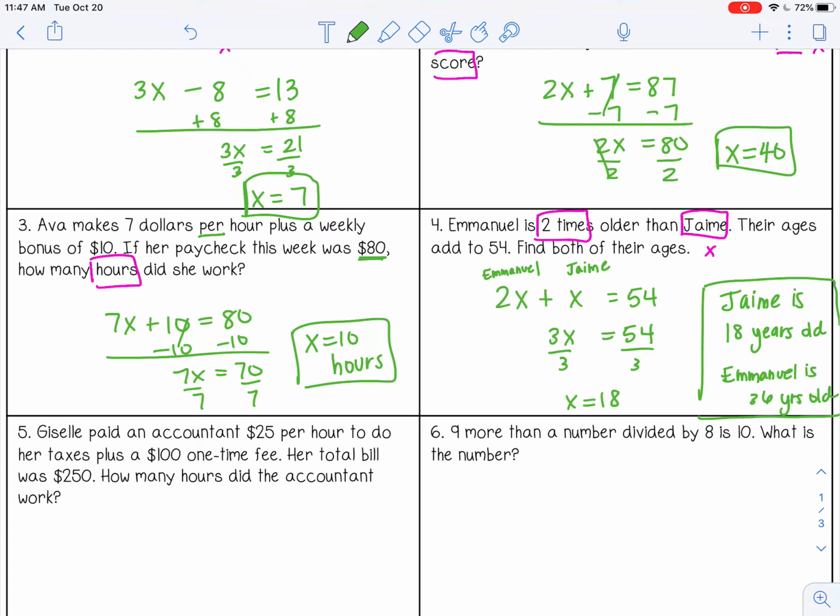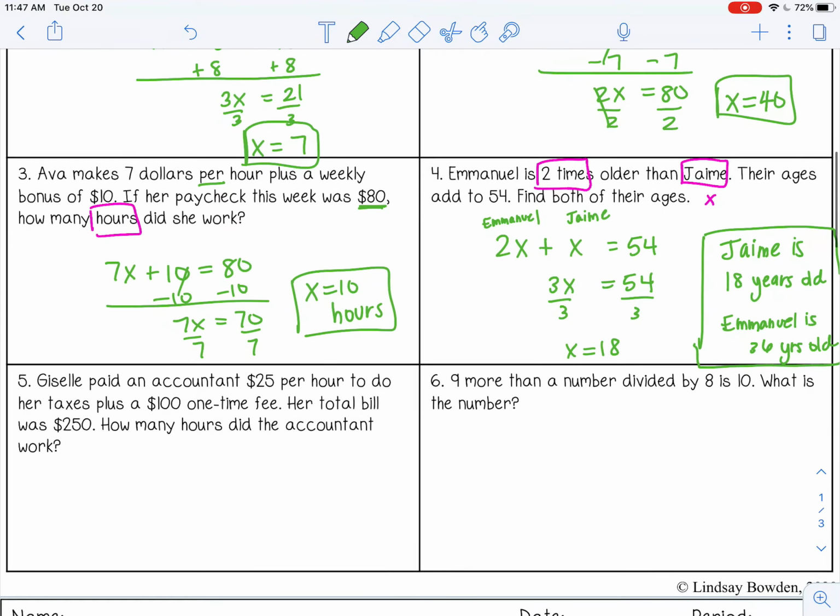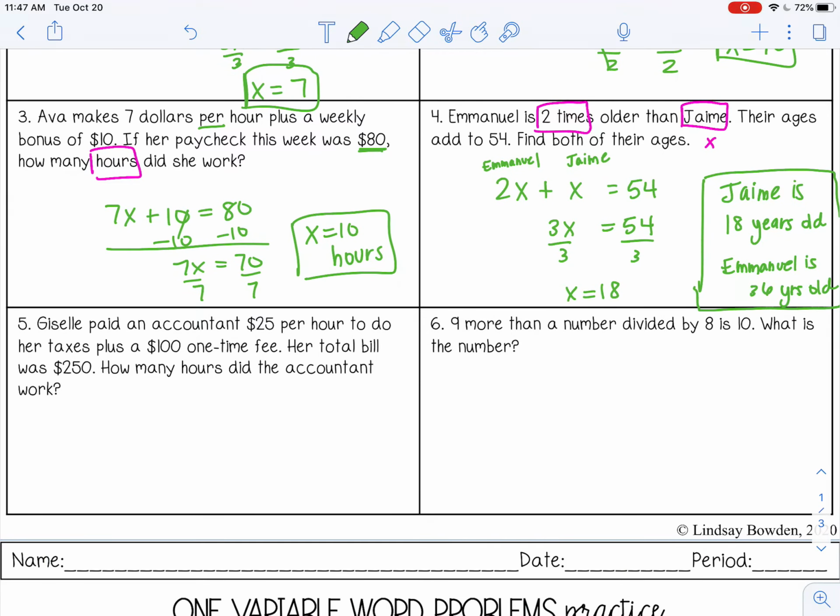So always make sure that you answer everything. Also make sure your answer makes sense in context of the problem. So if we had gotten Jamie is 586 years old, that would make no sense in context of this problem. So you want to make sure that your answer makes sense.